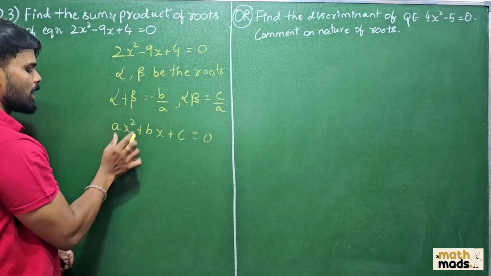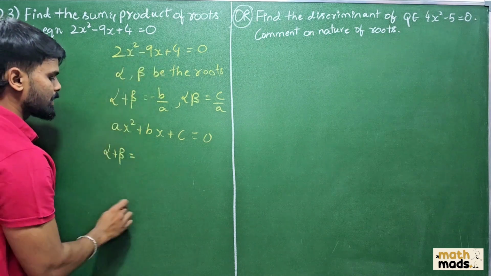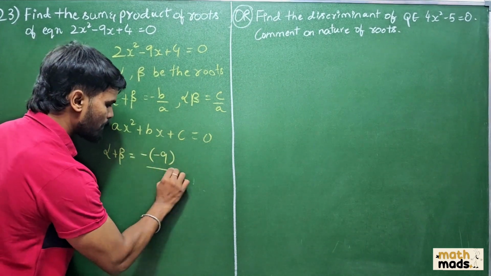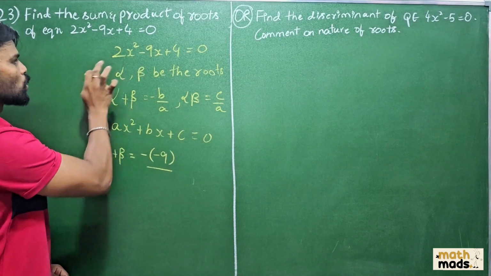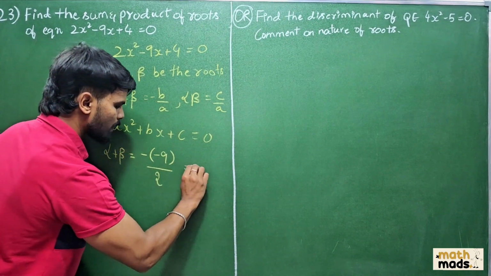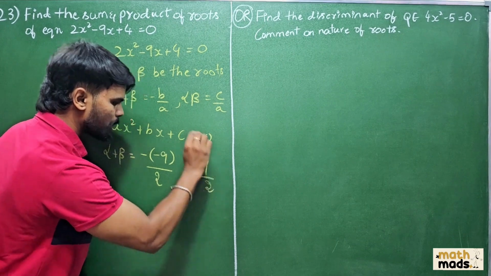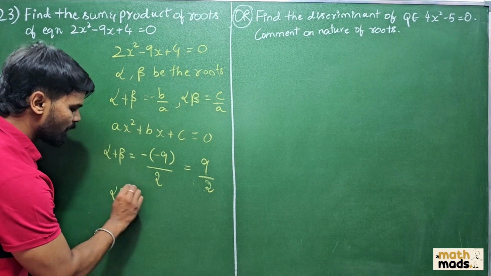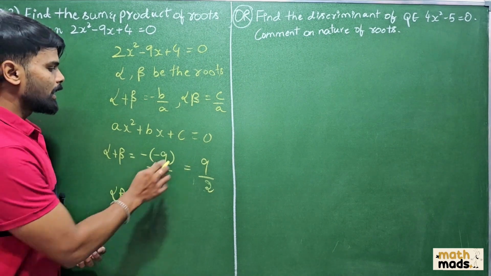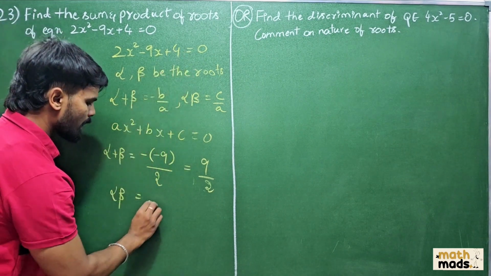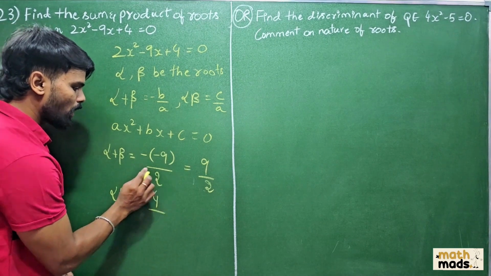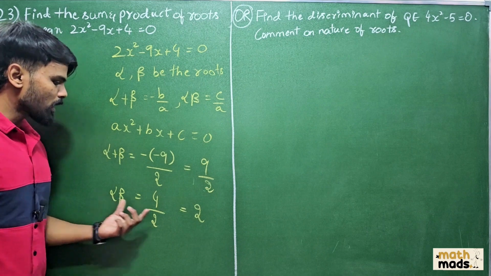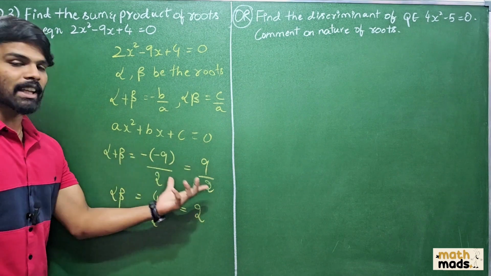Now, alpha plus beta is equal to minus b by a. In place of b, what is there? b is minus 9. So, from the formula, minus of minus 9 by, in place of a, 2, which is nothing but 9 by 2. Simple. Now, what happens in the product? Alpha beta is equal to c by a. In place of c, 4 is there, by in place of a, we already know 2 is there. So it is nothing but 2. So product is 2, sum is 9 by 2.